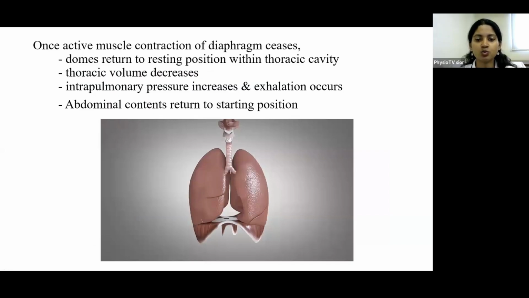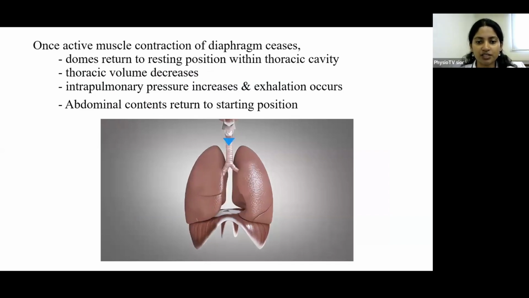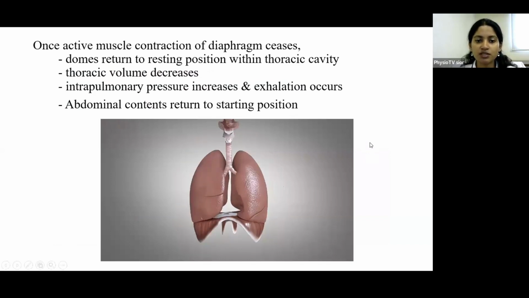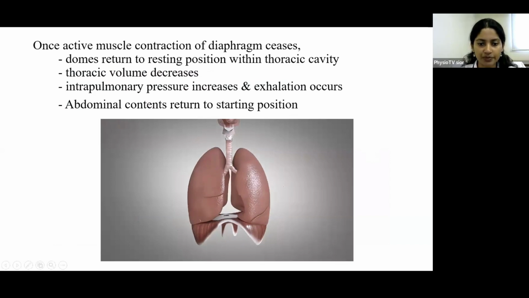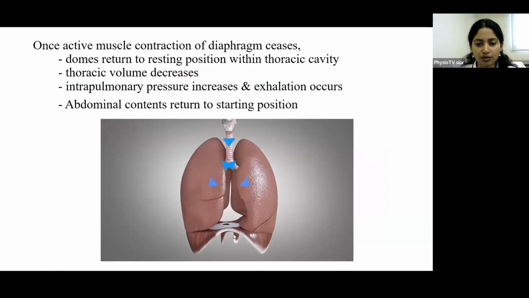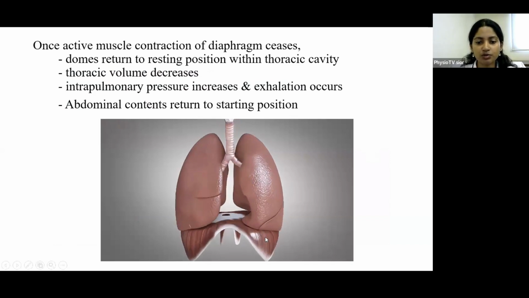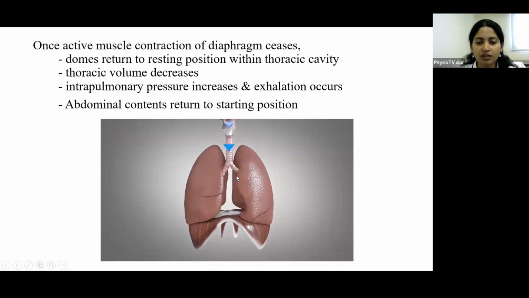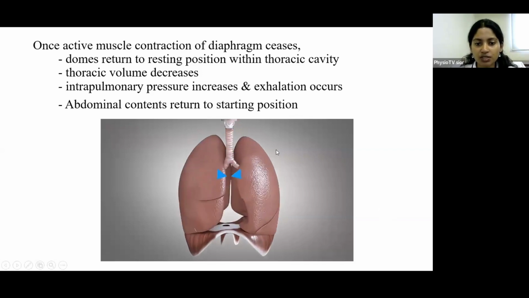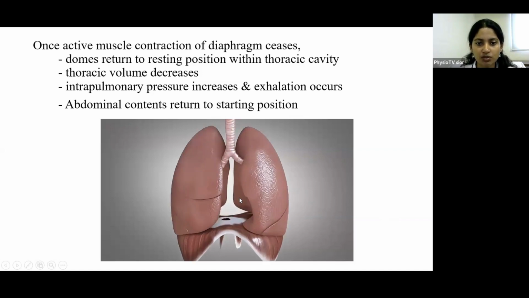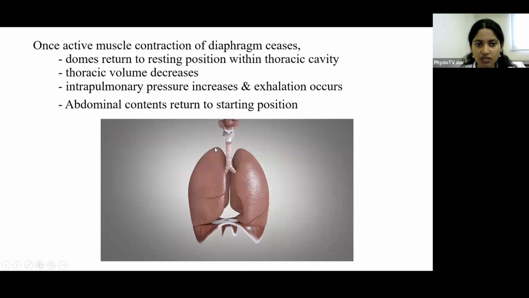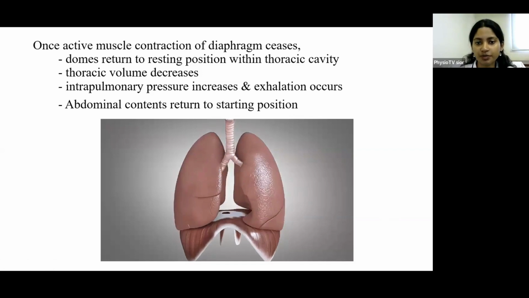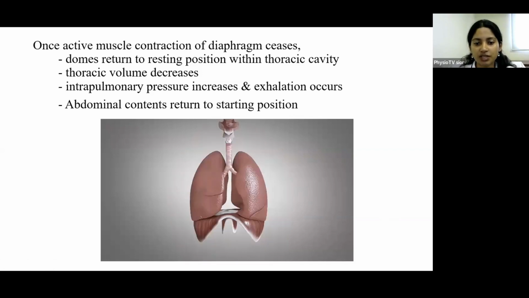What happens once the segments of the diaphragm that have contracted relax? Once the active muscle contraction of the diaphragm ceases, the domes, as you can see in the video as well, come to their resting position in the thoracic cavity, which is going to decrease the thoracic volume. Since the volume has decreased, the intrapulmonary pressure is going to increase, and there is spontaneous exhalation that occurs.